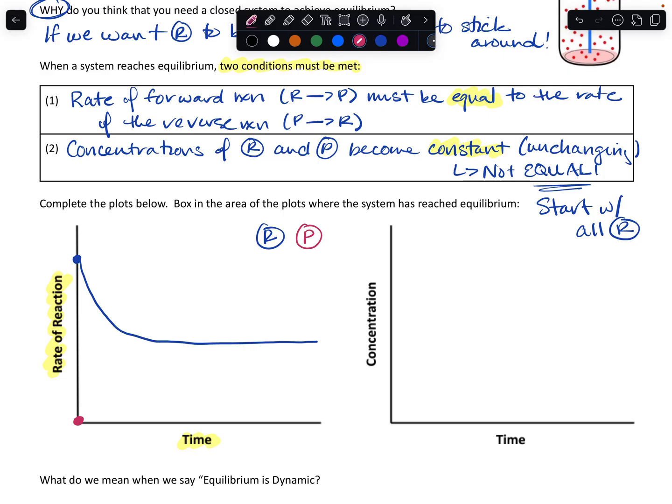Initially, the rate of the reverse reaction is 0 because I don't have any product particles to run into each other to make any reactants. But over time, that rate will increase until eventually it equals the rate of my forward reaction. So when we look at our plot, this area out here is where we have equilibrium for our system, where the rate of that forward reaction equals the rate of the reverse. The numbers are the same.